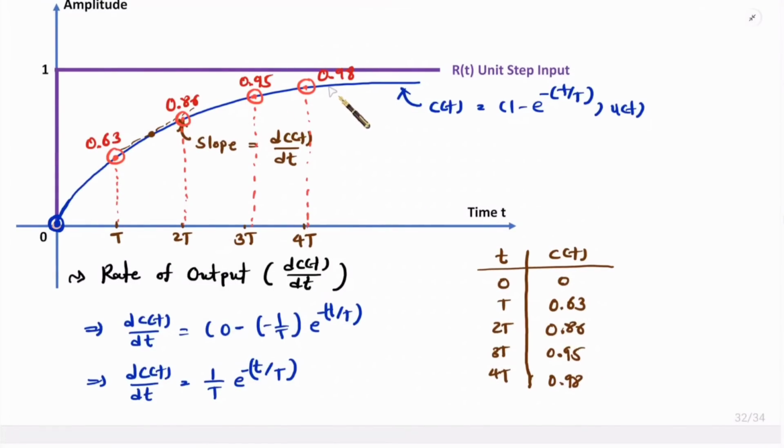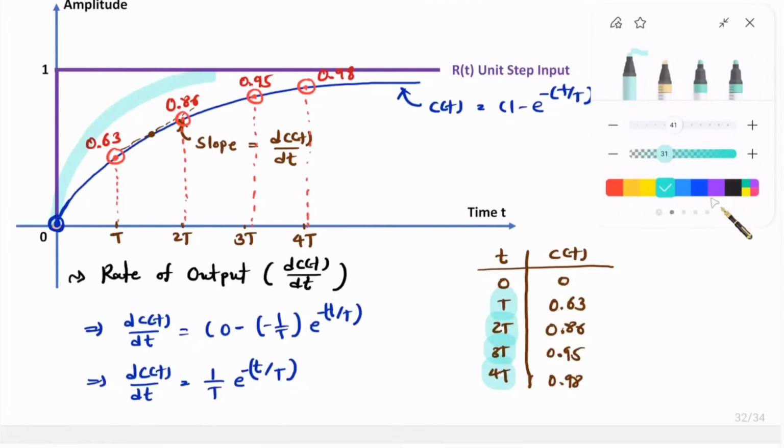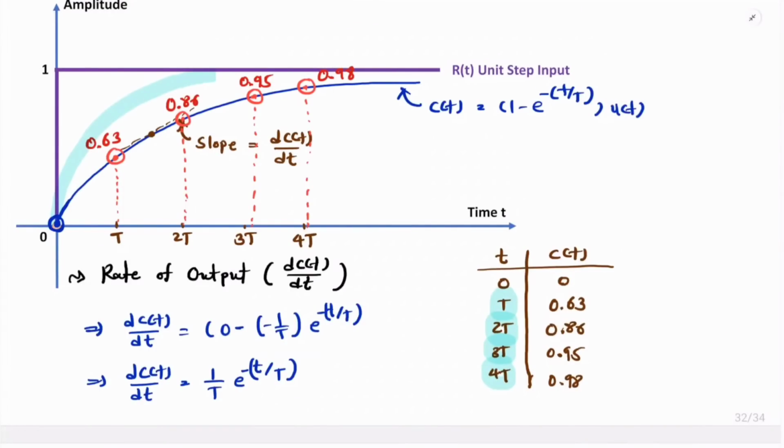Now here you need to understand how this output is changing. It is changing with respect to parameter T, right? So you need to understand what T is. See, if you have a smaller value of T, then the response will be faster, right? So if you have a smaller value of T, your response will appear somewhat like this. And if you have a larger value of T, then your response will be slower, and it will appear somewhat like this, you can observe, right?